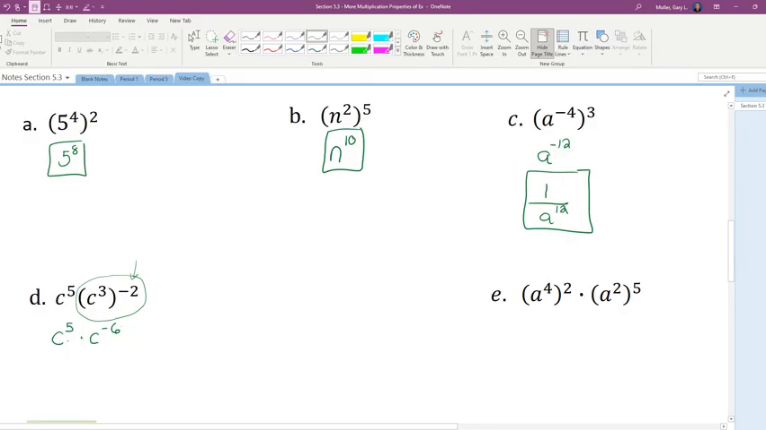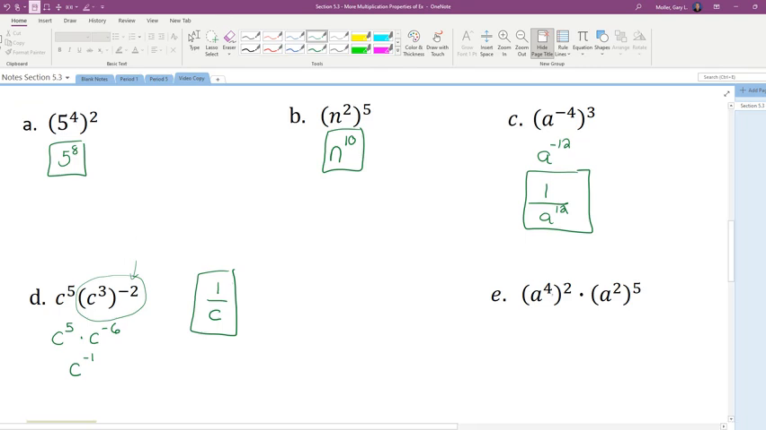We know we're multiplying by the same base. We add the exponents. 5 and negative 6 make negative 1. But yet we're going to use then our first rule we learned and know that a negative exponent means move it. So the best answer here would be 1 over c. Lots of little rules, but if you attack one at a time, pretty simple.